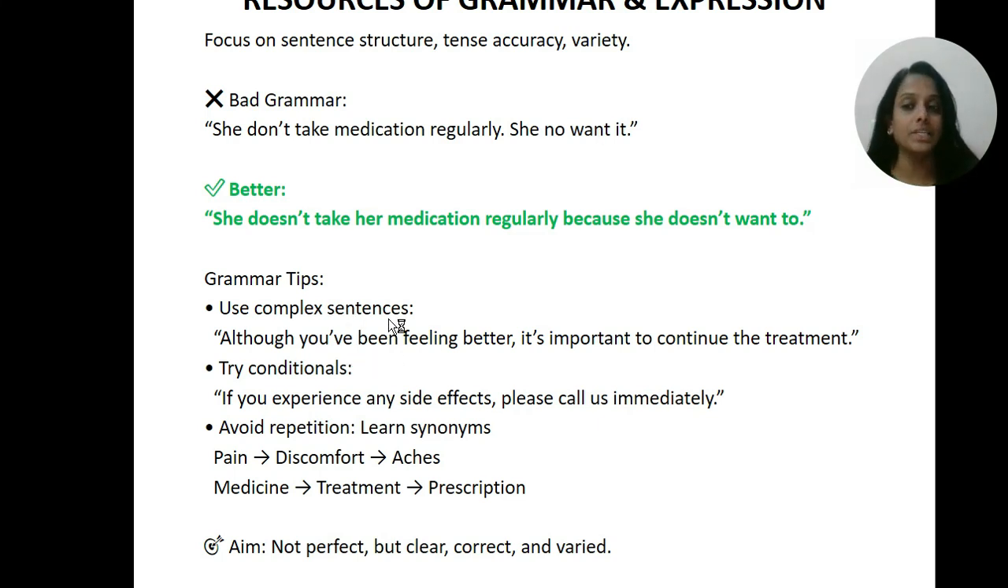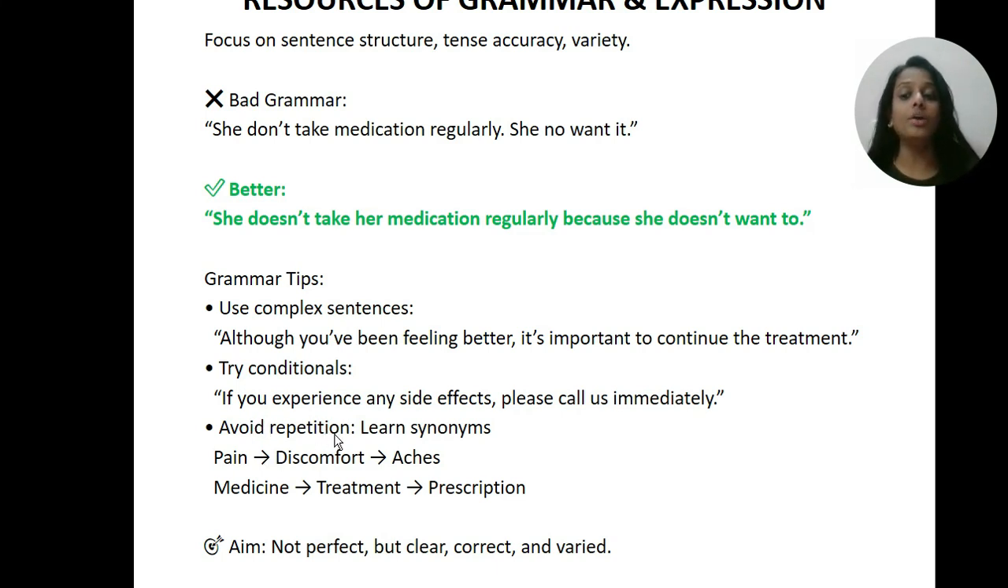Try to use complex sentences, like, "Although you have been feeling better, it's important to continue the treatment." So instead of giving pauses between short sentences, try to use complex sentences. And try conditionals: "If you experience any side effects, please call us immediately."